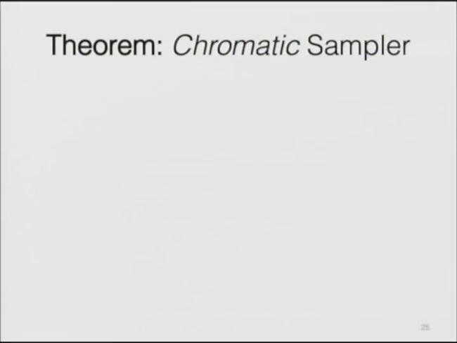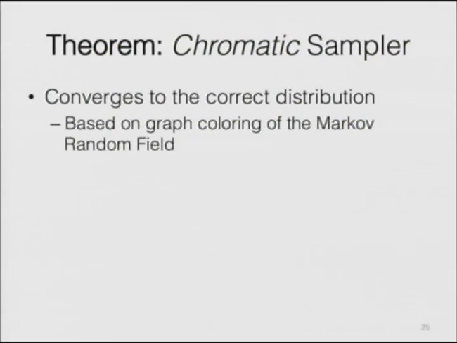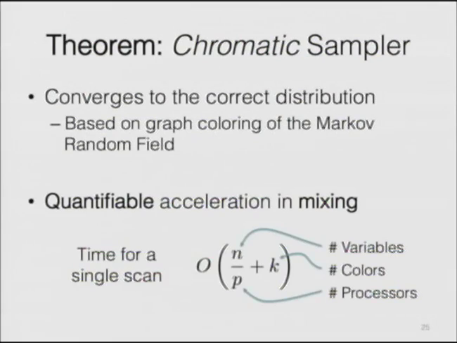And that also allows me to describe the following theorem, which is kind of neat. So we can prove that this sampler converges to the correct distribution. And more importantly, we can quantify the acceleration of mixing. So here we can say that we get an n over p speedup for n variables and p processors, with a k dependence. So my graph coloring essentially describes a serial component of this problem. And this actually holds for any graphical model, not just chains. So this is a general result. So that gives me one technique to construct a parallel Gibbs sampler. But we can do better.